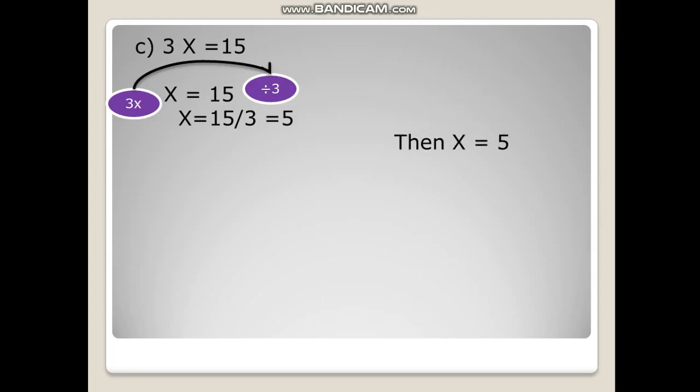Then x equal 5. Check your answer. Here is x, and we put x equal 5. So 3 times 5, yes, as you said, equal 15. So x equal 5 is a true answer.